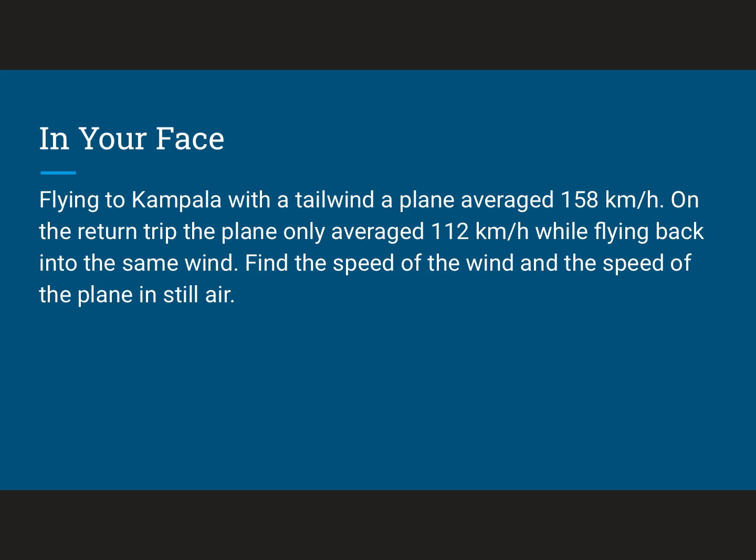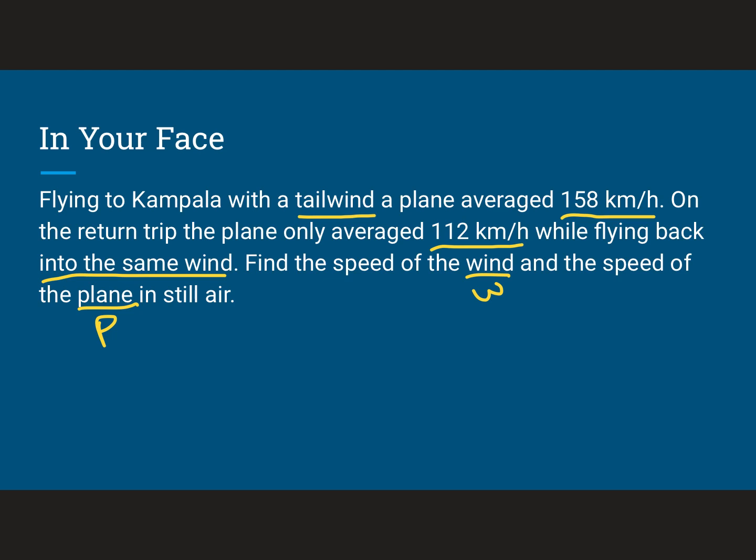Okay, so this one is a word problem. So let's go through it. I'm going to sort of underline a few things as we go. Flying to Kampala with a tailwind, a plane averaged 158 kilometers per hour. On the return trip, the plane averaged only 112 kilometers per hour while flying back into the same wind. So we have to find the speed of the wind. The wind I'm going to call W. And the speed of the plane I'm going to call P.